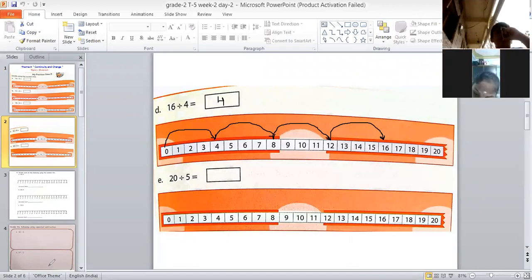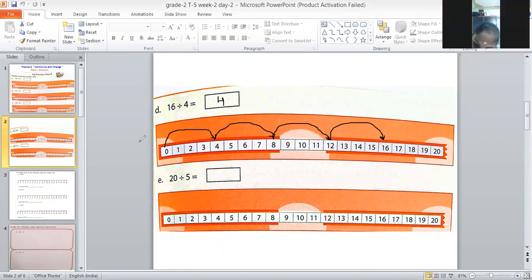Now, next question. Misbah, read the next question, the last one. 20 divided by 5. Yes, so this is 20 divided by 5. Now after the division symbol, what is the number, Misbah? 5, ma'am. So here we'll be taking steps of 20 or 5? 5, ma'am.